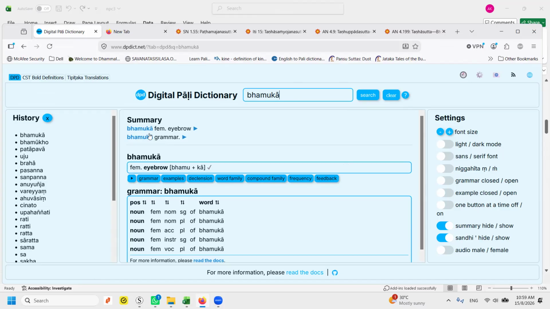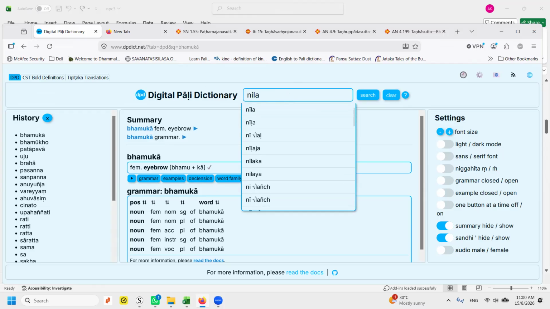So the Bamuko cannot be found, I don't know. Bamuka, yes. Bamuka is eyebrow. Bamuka, definitely don't have. Don't have. Eyebrow, because you can see this is Bamu only, Bamu plus ka. So this one is blue eyebrow. No, Buddha's eye is Nila.